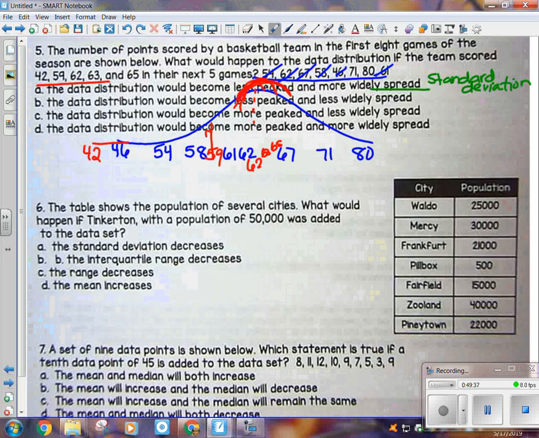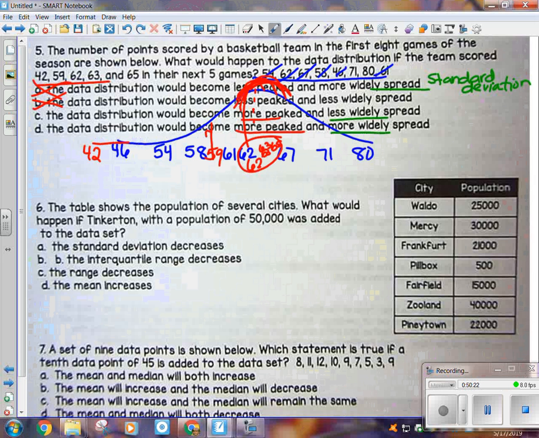So I wonder what's going to happen. Is it going to be less peaked or more peaked? By the time I add 62 and then 63 and 65, since I add all these numbers, it's going to peak that. So it's going to become more peaked. It's not going to become less peaked. So I'm going to mark out letters A and B. The only thing I have to decide now is, would the data distribution be more or less widely spread?